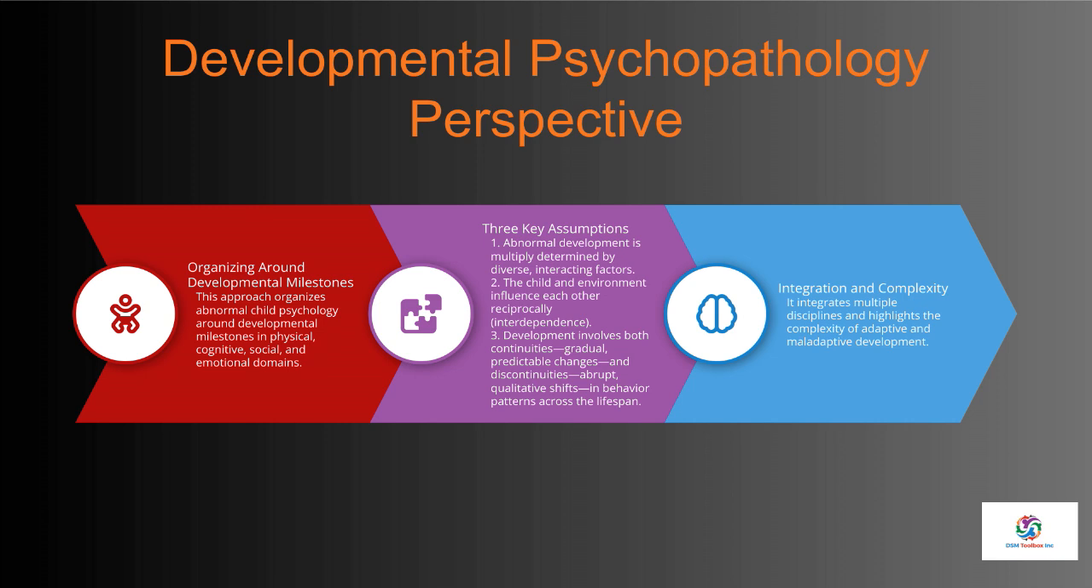Second, there's a two-way interaction between the child and their environment. They constantly influence each other. Third, development isn't just a smooth, continuous process. It includes both gradual changes and sudden shifts in behavior over time. The approach also draws from multiple disciplines, emphasizing how complex and intertwined both healthy and problematic development really are.